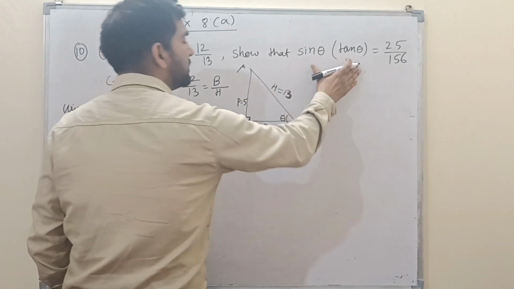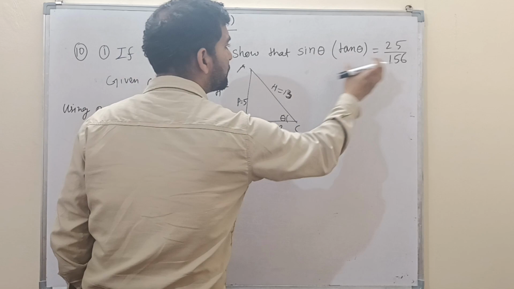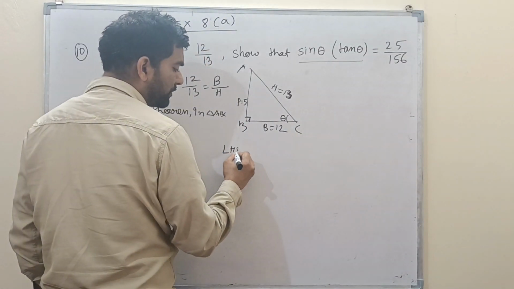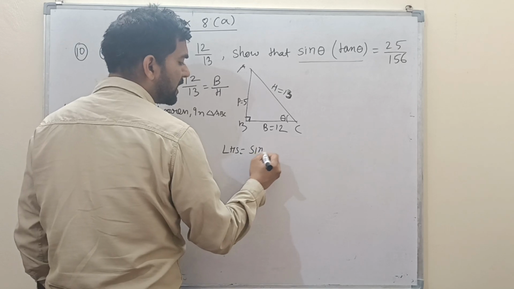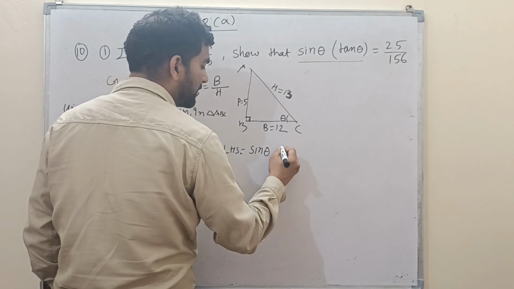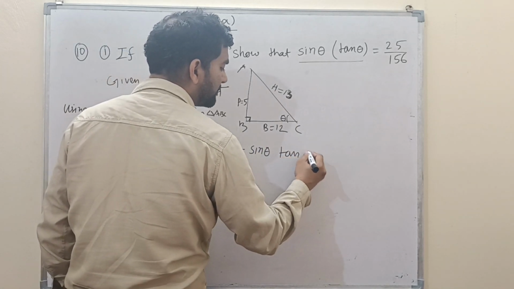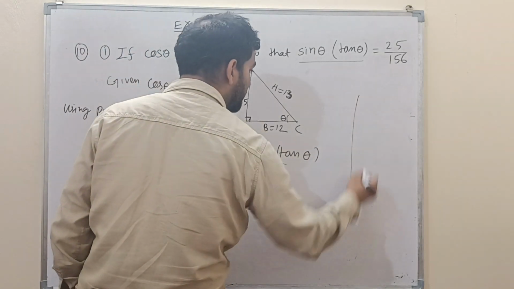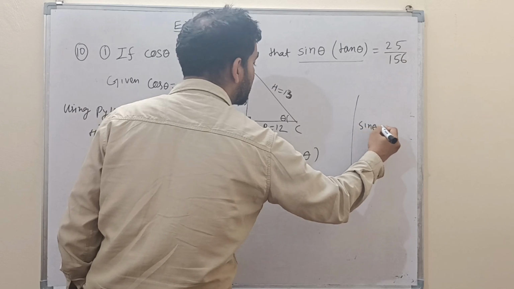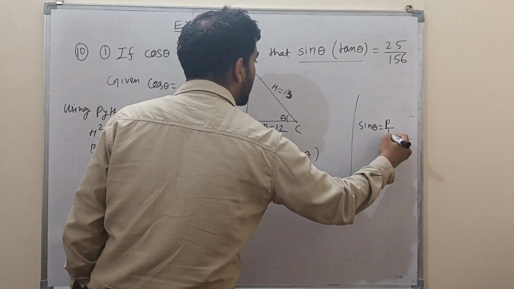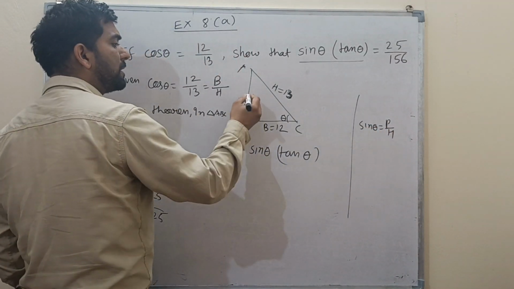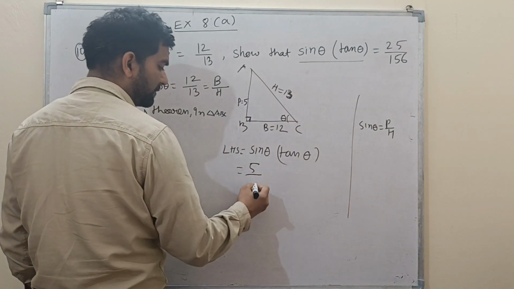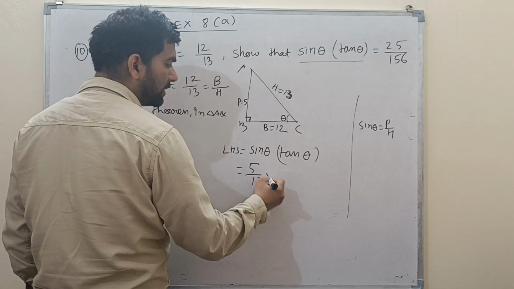Now let us solve this one. We have to show that this is equal to this. So I will take this one as the LHS. LHS we have sine theta into tan theta. Sine theta you have to remember is perpendicular by hypotenuse. Perpendicular we have 5, hypotenuse 13. Then in bracket I will write into tan theta.